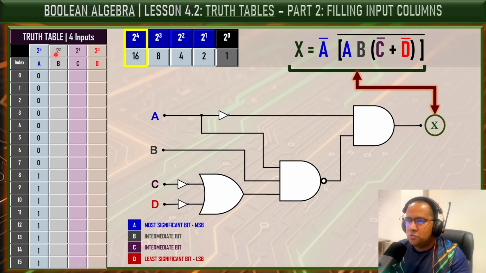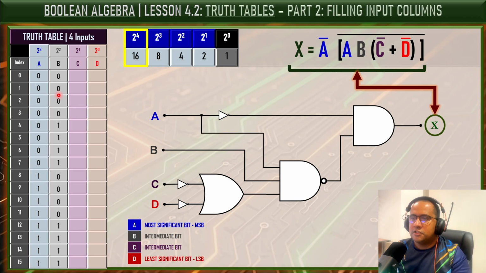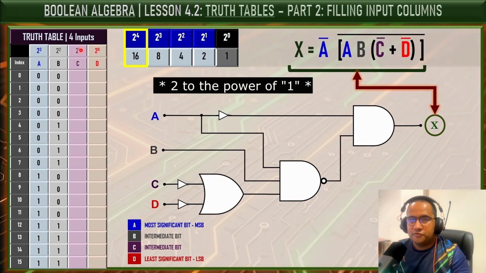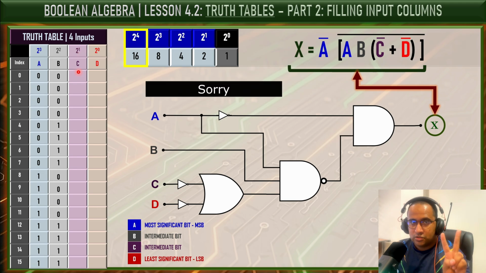It has a weight 2 to the power of 2, which gives us 4. So the values in column b change every 4 rows. That means 4 zeros, 4 ones, 4 zeros, 4 ones, and this pattern follows into the end of the column. Next, we fill the column c. Column c has a weight 2 to the power of 1, which gives us 2.